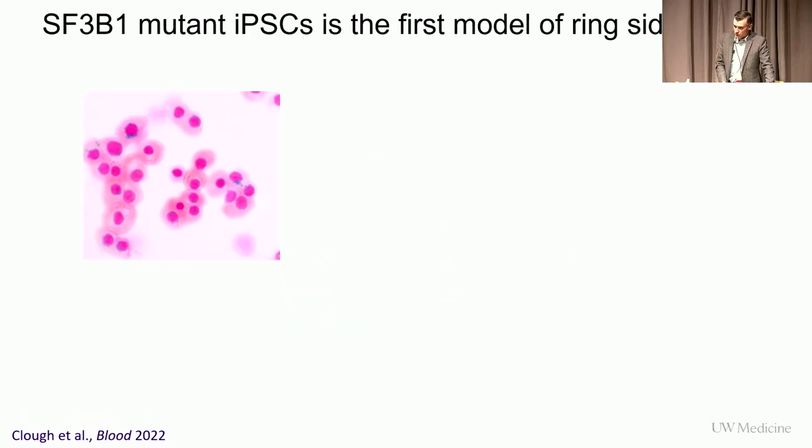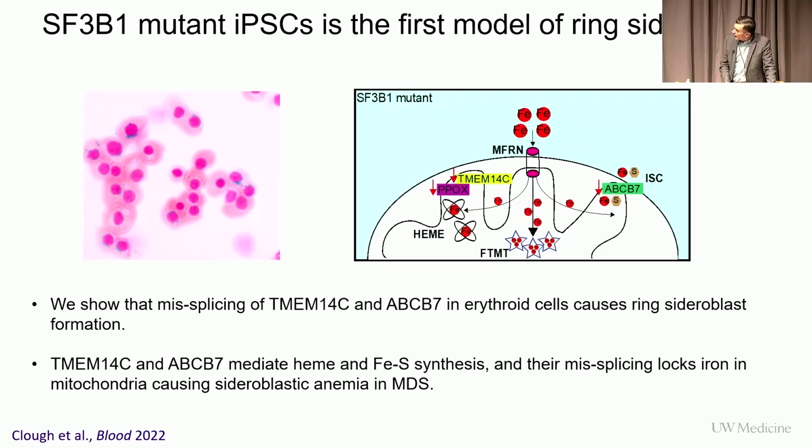But first, I just wanted to show this nice picture of ring sideroblasts that we get from SF3B1 mutant iPS cells when we direct them to differentiate into the erythroid lineage. These are stained using Pearl stain. From this, we've been able to dissect out the pathophysiology, which has to do with aberrant splicing of these 2 different genes, TMEM14C and ABCB7, that are both involved in iron handling and metabolism in the mitochondria. Having this model has been instrumental in being able to dissect out this particular phenotype.